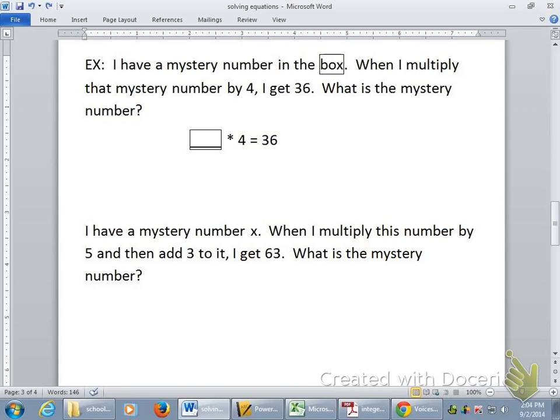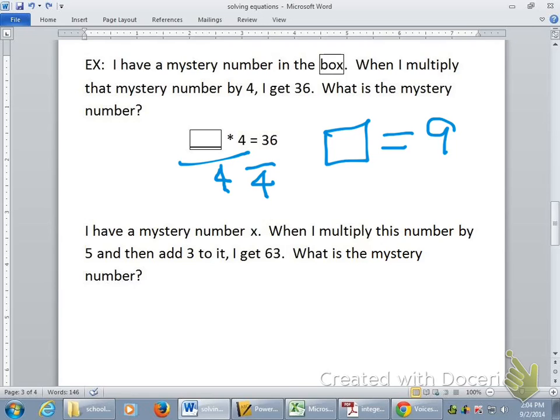36 divided by 4. Okay. What did they do to customize this box? They multiplied it by 4. So what do I have to do to undo that? I have to divide both sides by 4, right? And then I find out that the box has to be a 9. And I think we all agree it's a 9.